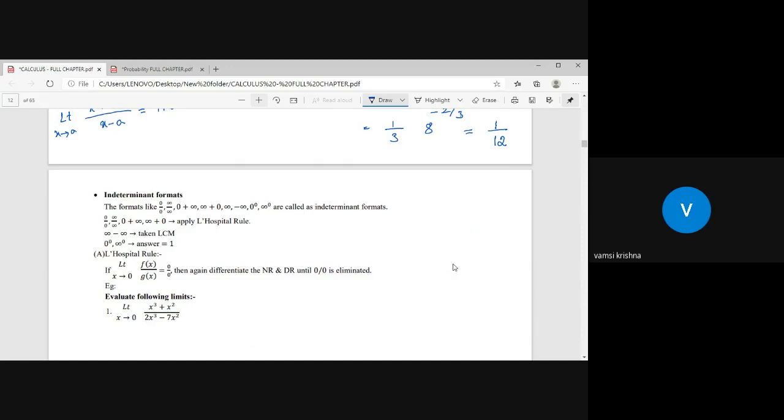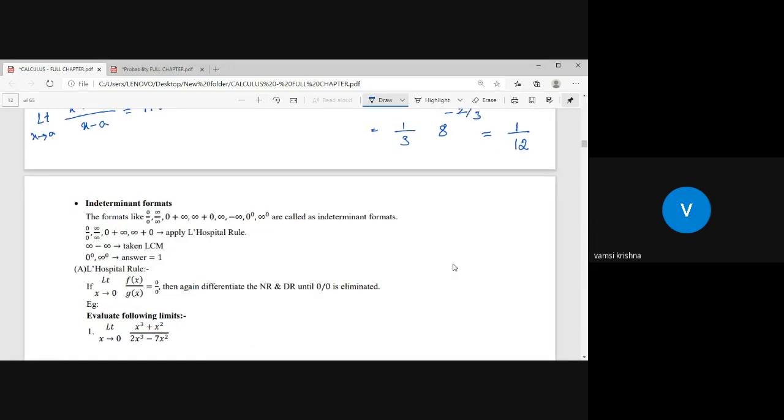Maybe the given question is in the formats of 0 by 0 or infinity by infinity, or the question may be in the form of 0 plus infinity, or it may be in the form of infinity plus 0, or it may be like infinity minus infinity, or the question may be in 0 power 0, or the question may be in the form of infinity power 0.